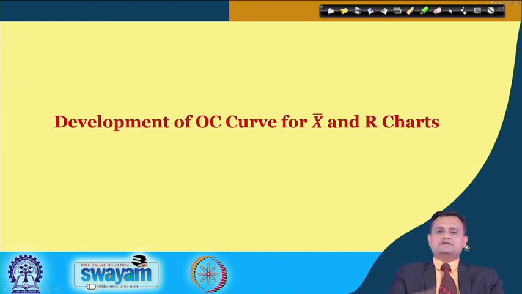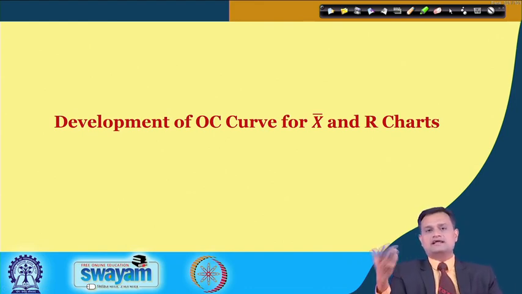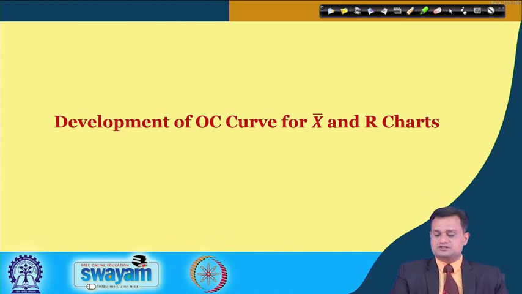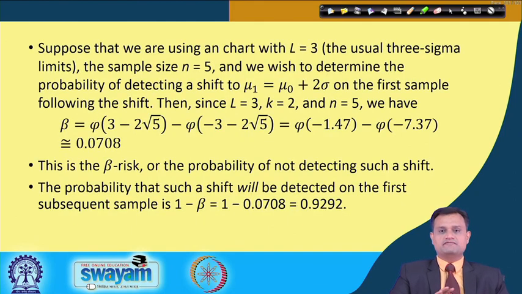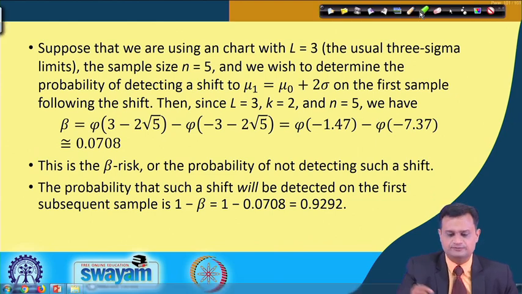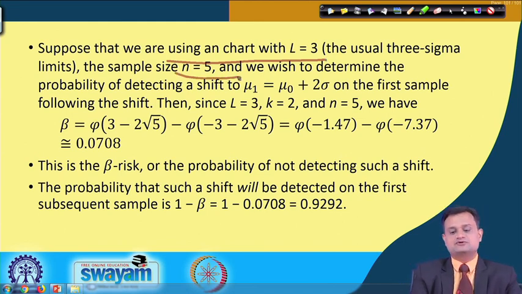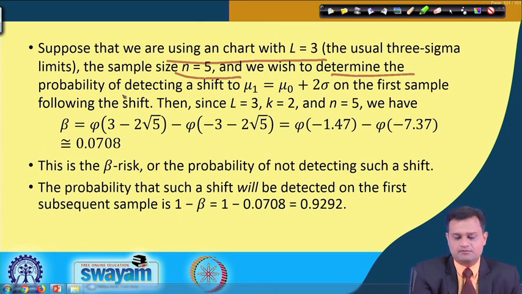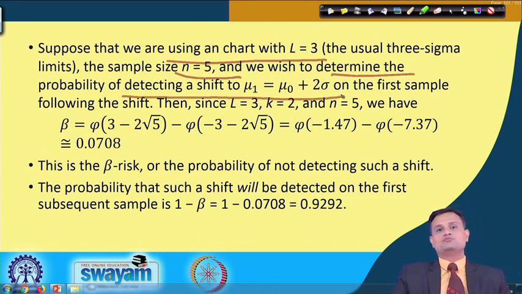And now let me try to see the development of the OC curve and how I can interpret it for the x bar and R chart. So I will just put in the values. Let us say we are using a chart with L equal to 3, the usual 3 sigma limits, and sample size n equal to 5. We wish to determine the probability of detecting mu1 equal to mu 0 plus 2 sigma. So what does it mean? It means that my mu from the original position has shifted by 2 sigma, and mu1 is mu 0, the original one, plus 2 sigma.